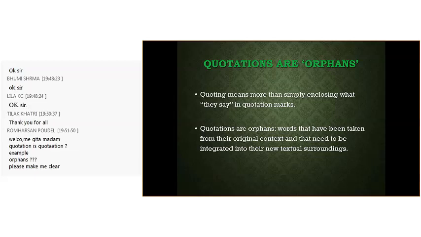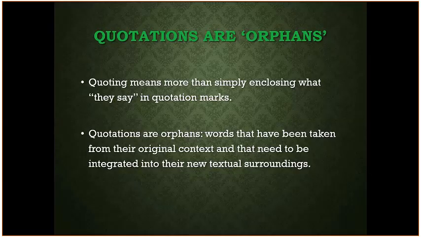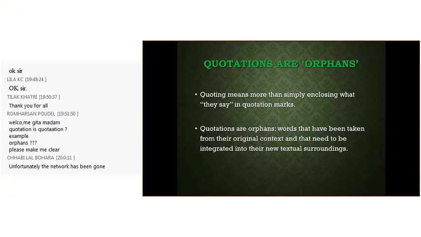I think this is the summary of the view of this slide, in my opinion. Thank you, sir, for clarifying the topic. An orphan child who has lost his or her parents has to accommodate to a new place and people. Likewise, quotations as orphans are words that have been taken from their original context and that need to be integrated into their new textual surroundings. So we can say that quotations are orphans.